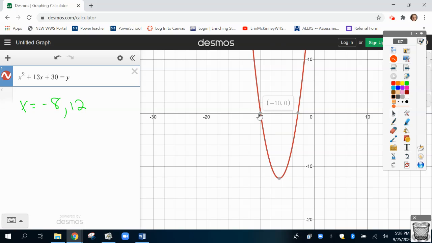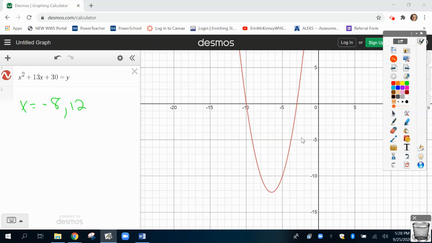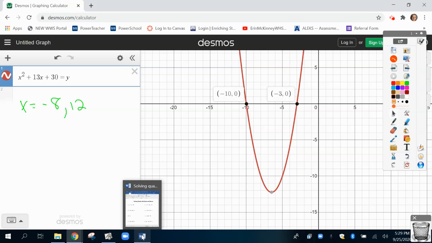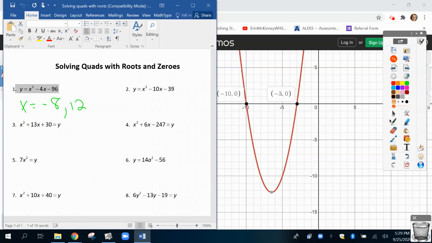I'm going to look and see my point right here and my point right here. Now, this looks a little bit off, right? It doesn't look like it's on a line, but if I change my zoom, that is really actually crossing right there. So my points are here and here, at -10 and -3. So I would say that my number 3 here has answers of x equals -10 and -3. That's all there really is to it.